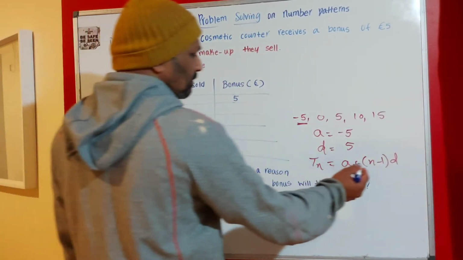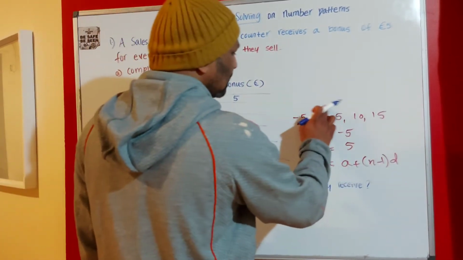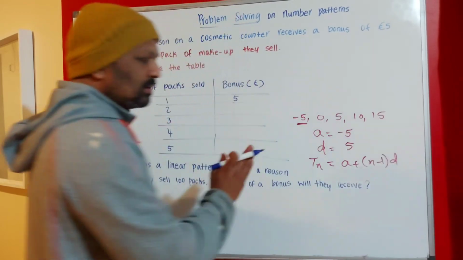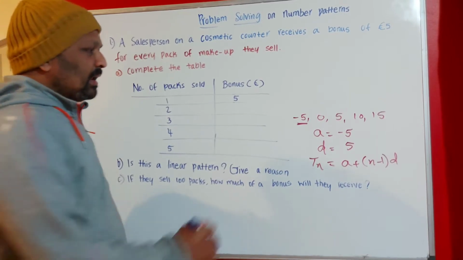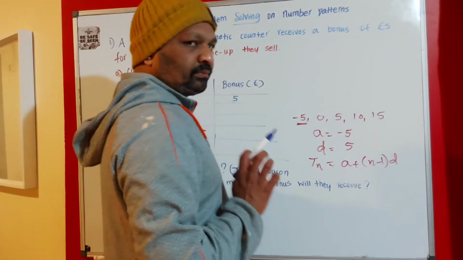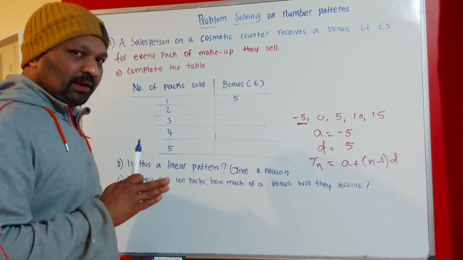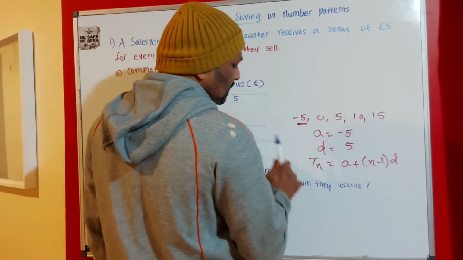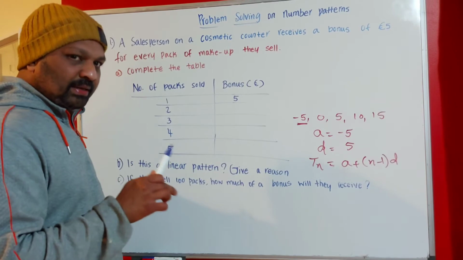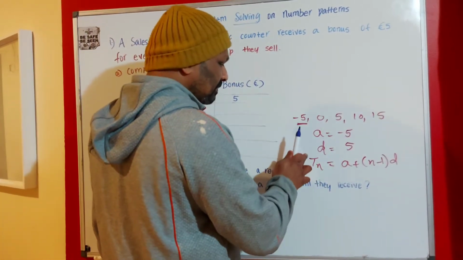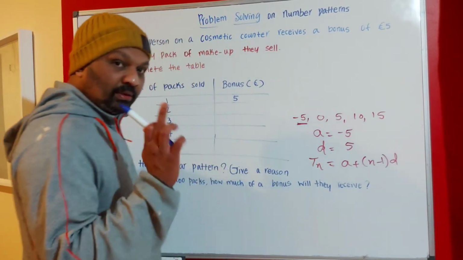What is Tn? We discussed n. N usually goes with 1, 2, 3, 4, 5, 6, 7 and so on, regardless of what numbers you have here. Now, what is Tn? Tn is the term itself. If I put n as 1, what is T1? What is the first term? T1 is minus 5.